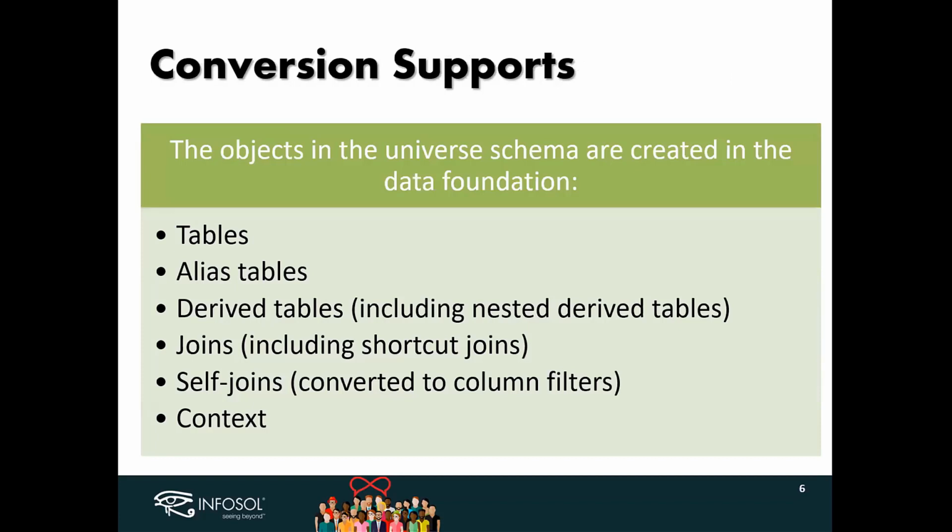What gets converted nicely are the tables, alias tables, derived tables, joins, self joins, and contexts. They all get converted nicely without any problems that we have seen. In fact, with contexts, there are some new features called neutral context that you can take advantage of. These are the things that get created in the new format nicely.